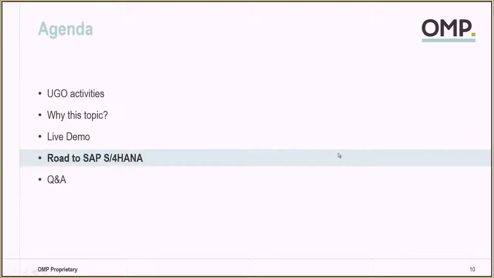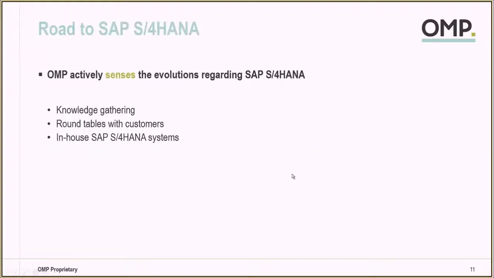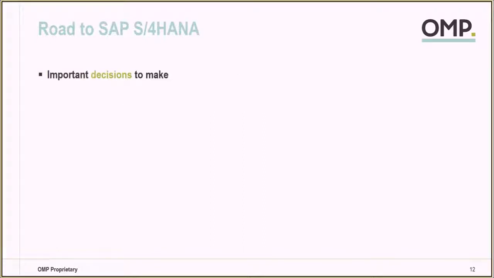So on your road to SAP S/4HANA, you will encounter a lot of steps that you will have to take. OMP has been actively sensing the evolutions regarding SAP S/4HANA throughout the last couple of years by gathering lots of knowledge via following the latest news, visiting SAP conferences, having roundtable discussions with our customers who are already implementing SAP S/4HANA systems, and of course in-house SAP S/4HANA systems to ensure that we have a solution ready as soon as possible.